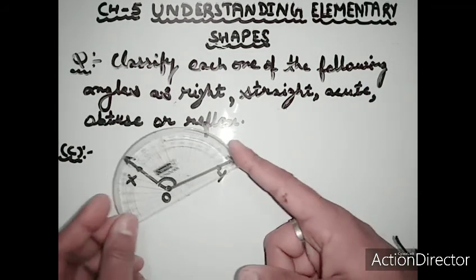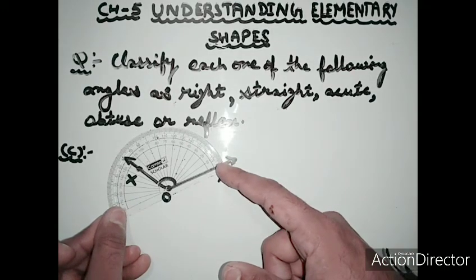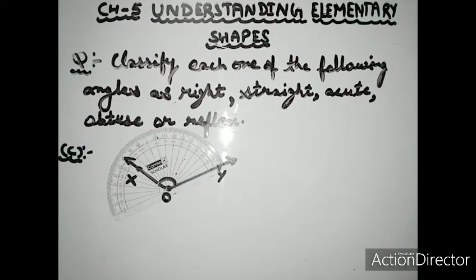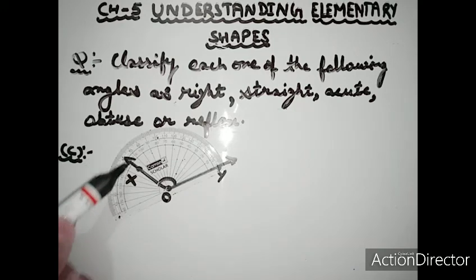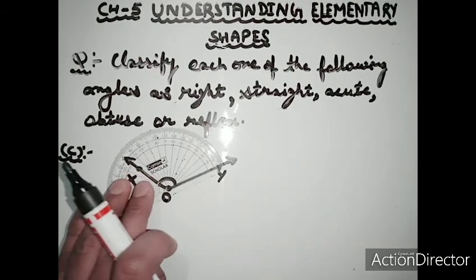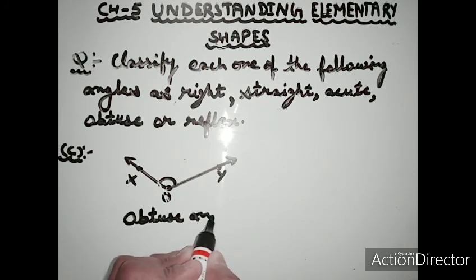Now here we put this protractor on this point O, and this angle is formed between 90 degrees and 180 degrees, right? So an angle formed between 90 degrees and 180 degrees, all these angles are known as obtuse angles, right? Obtuse angle. Okay, now here we take another example.